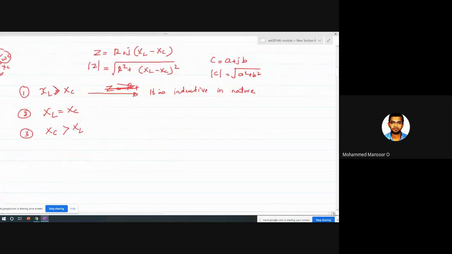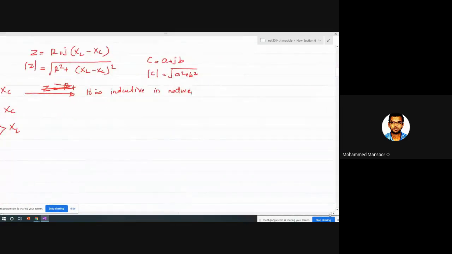So what about the phasor current and voltage? Therefore, current lags or leads with respect to voltage. Therefore, current lags voltage by an angle.